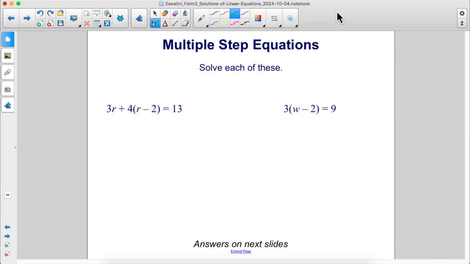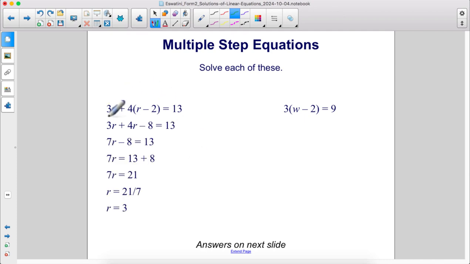Solve each of these. Since we have an r here and here, we're going to have to distribute that 4 so that we free up the r. So 4 times r gives us 4r minus 4 times 2, which is 8. Now we can combine like terms. 3r plus 4r gives us 7r. We still have the minus 8, so we're going to add 8 to both sides. We get 7r equals 21, which is 13 plus 8. Then we just divide both sides by 7, and we get r equals 3.